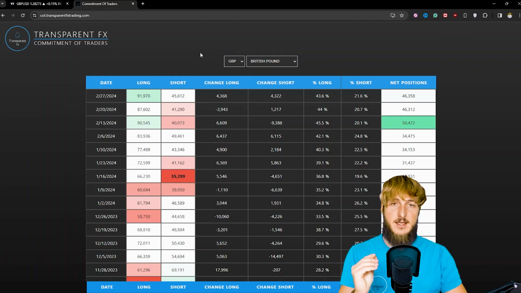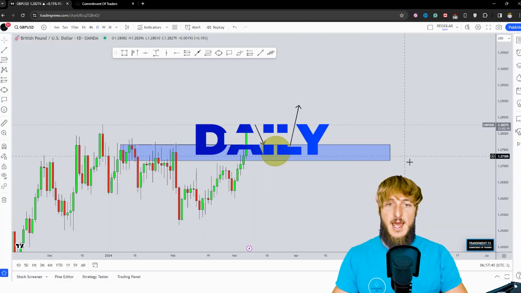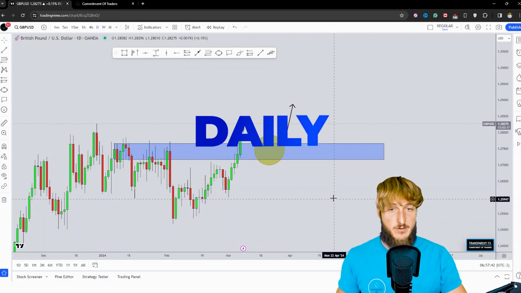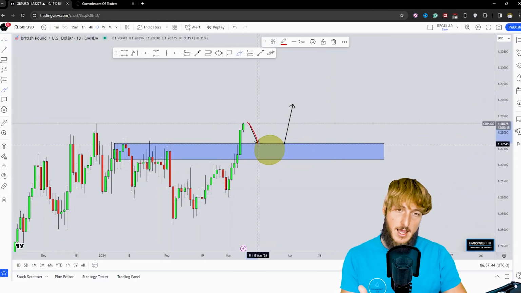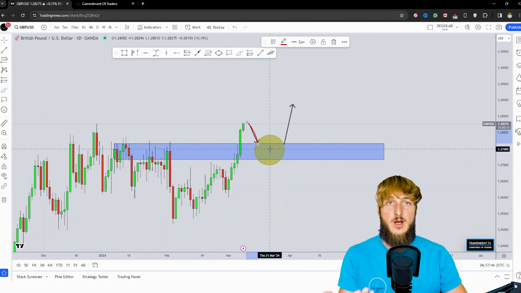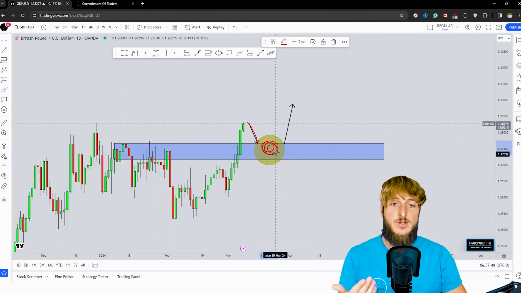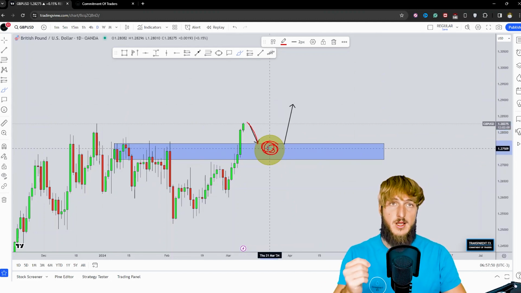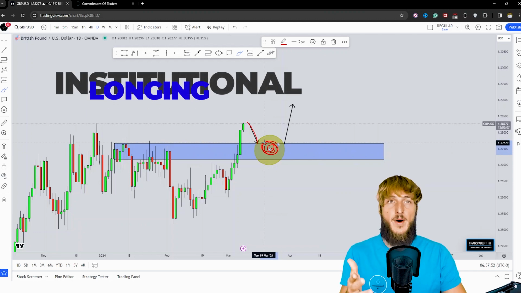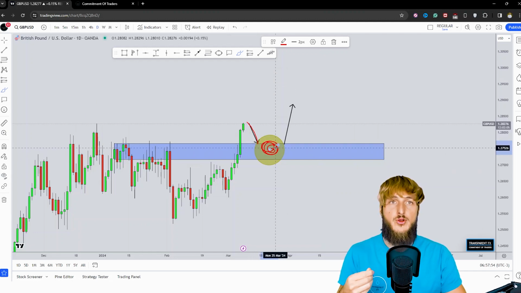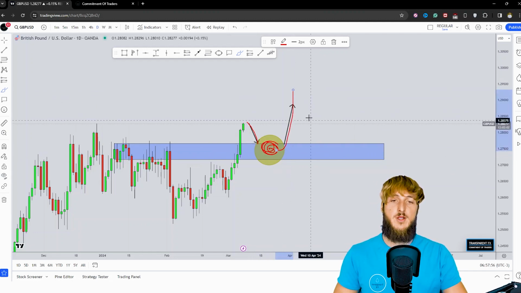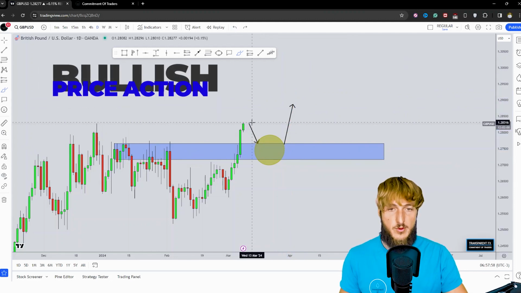Let's keep in mind that institutions are longing GBPUSD and move back to the technical aspect of the market. Now, as we were saying, if the market will move back to this confluence of support, there is good probability of seeing even more institutional longing than the one that we're already seeing, which at that point would even further increase the probabilities of a potential push higher away from this level.